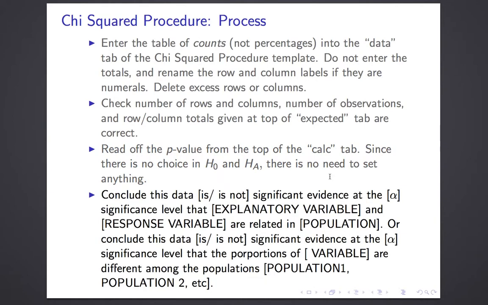We conclude that this data is or is not significant evidence at the alpha significance level that the explanatory variable and response variable are related in the population, or if we're interpreting this as multiple populations and one variable, we would say this is or is not significant evidence, at the alpha significance level, that the proportions of the variable are different among the populations, listing those populations.